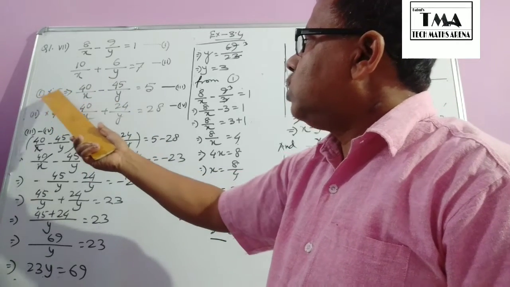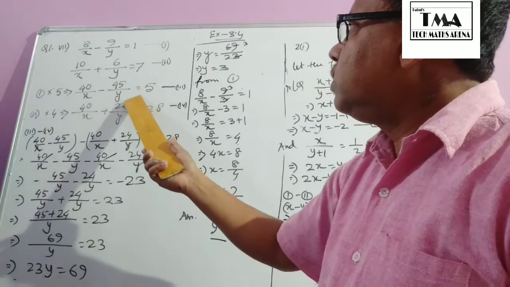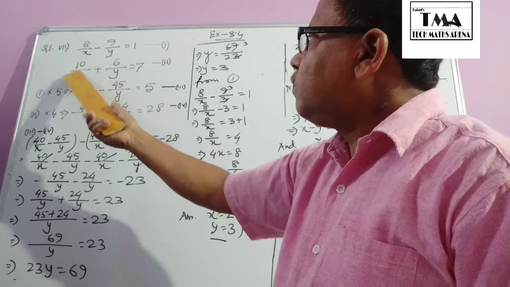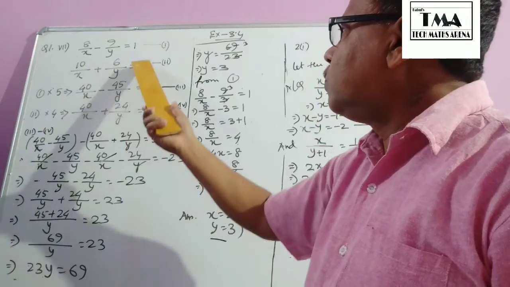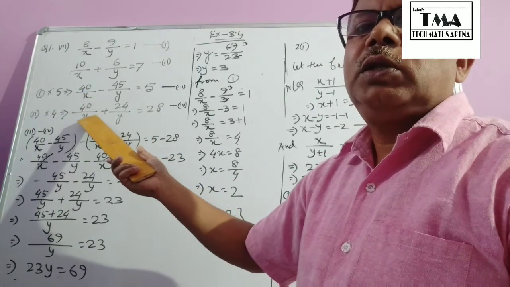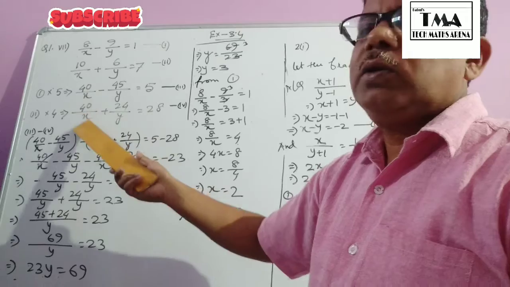So first equation into 5: 5 8s are 40, 5 9s are 45, 5 1s is 5. The second equation is multiplied by 4 so that we get 40 here. So 4 10s are 40, 4 6s are 24, 4 7s are 28. So 40 by x is the same in both, and we can eliminate them by subtracting.